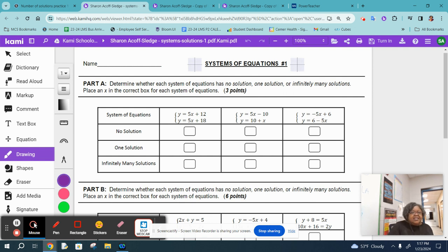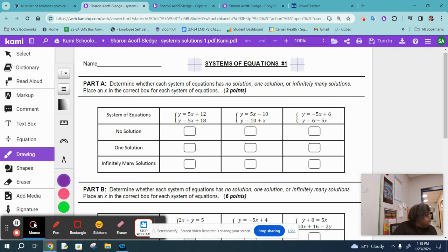Okay, now let's look at part A. Let's look at the first one. We're going to either say no solution, one solution, or infinitely many solutions. So let's look at this first one, y equals 5x plus 12, and y equals 5x plus 18. So somebody talk yourself through it out loud. How would we determine how many solutions this one would have? Don't tell me the answer yet.